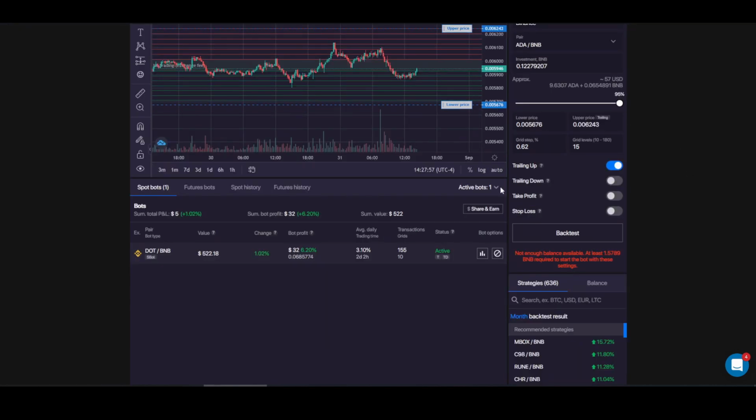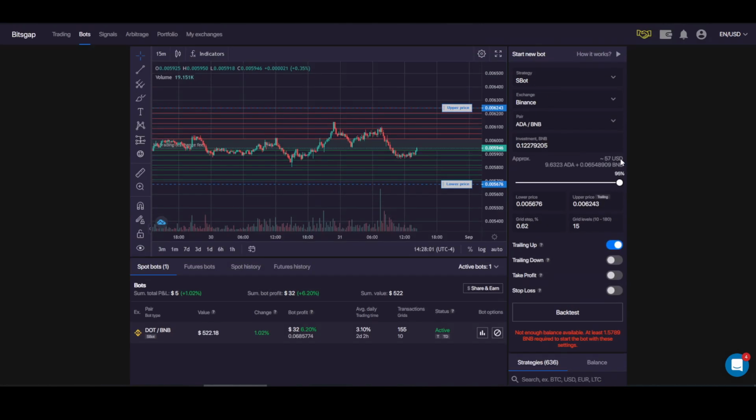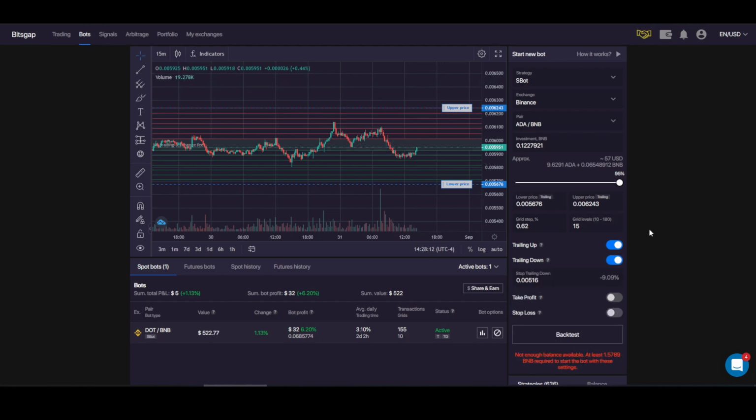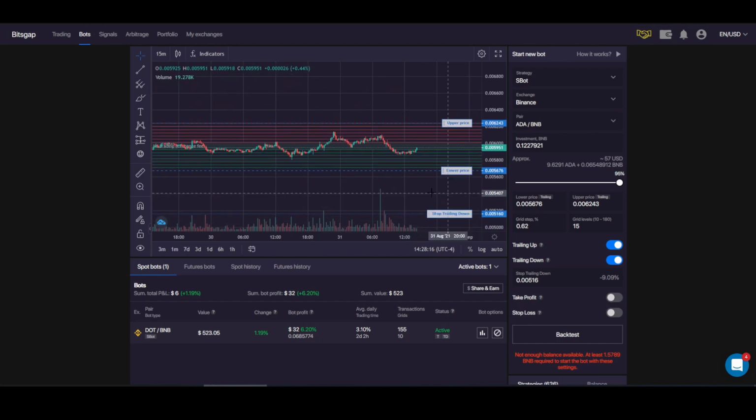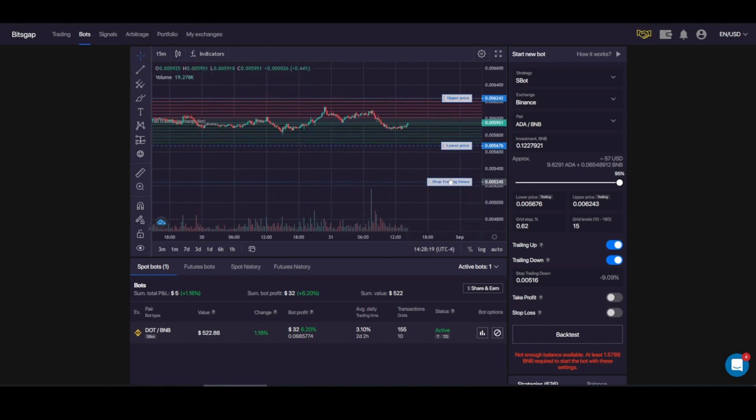And once you're done, there are actually two other options that you can activate. There's a trailing up. It means if the price goes off the grid, the grid will keep moving up with the price, so you're still trading. And you can also activate the trailing down, so it will trail down on the way down. And you can have a stop trailing down. So you can say to your bot, okay, to a certain point, stop going down, and it will just stop creating new grids.